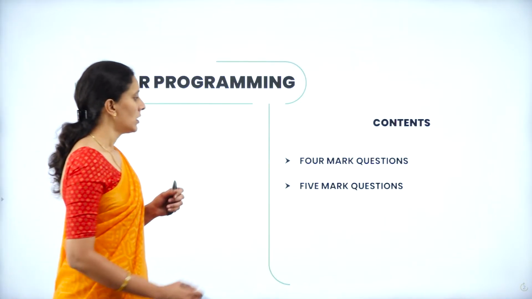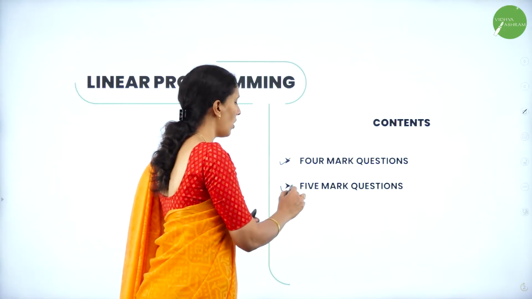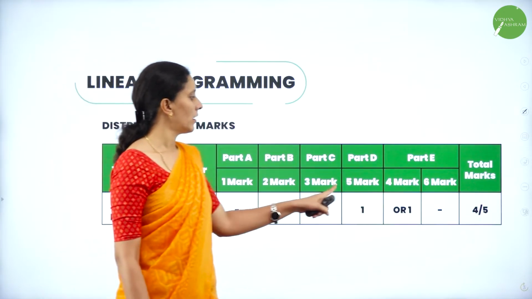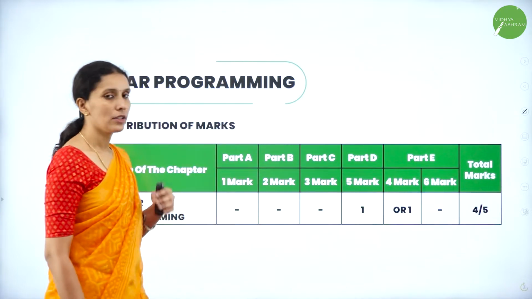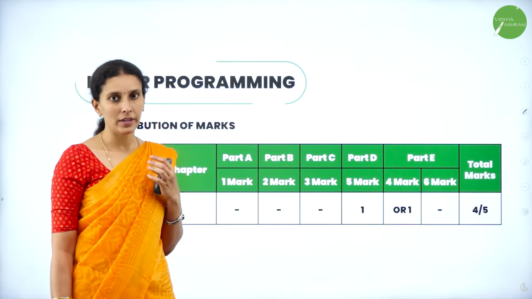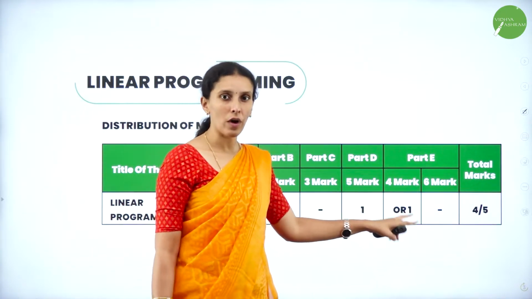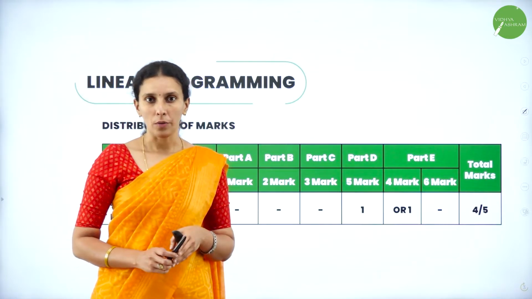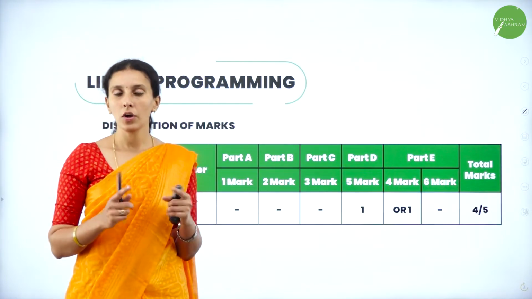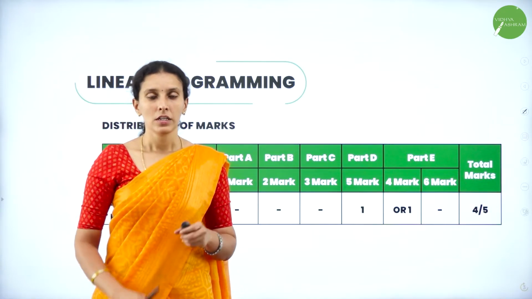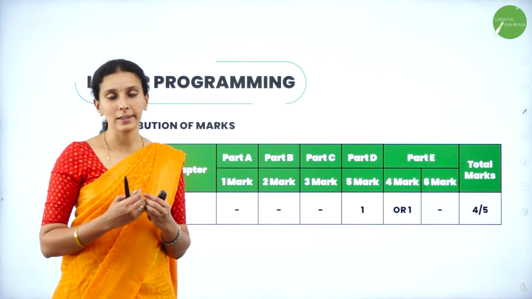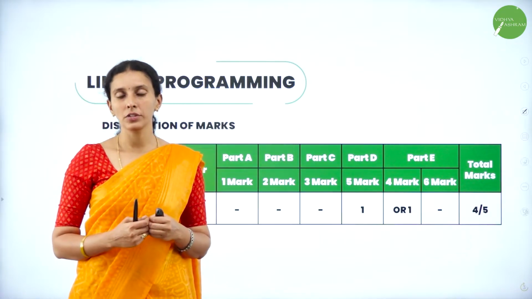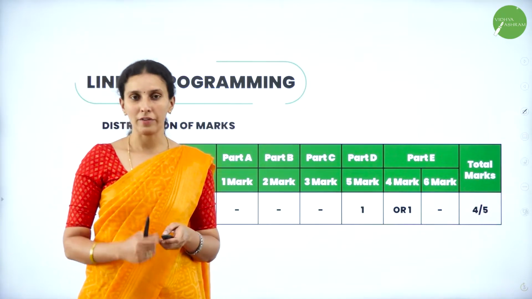In this chapter you may get one 4-mark question or one 5-mark question. Either they will ask you to attempt one 5-mark question, that is to solve the linear programming problem using graphical method, or they may ask you one 4-mark question under part E section, that is to formulate a linear programming problem. So first let us see how to formulate a linear programming problem for 4 marks. Then we will find the solution of a linear programming problem using graphical method.